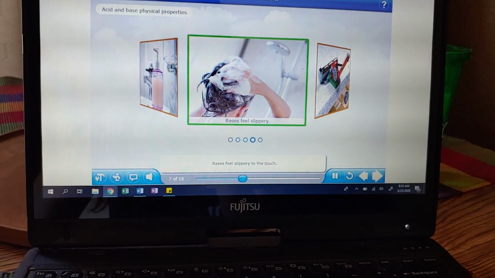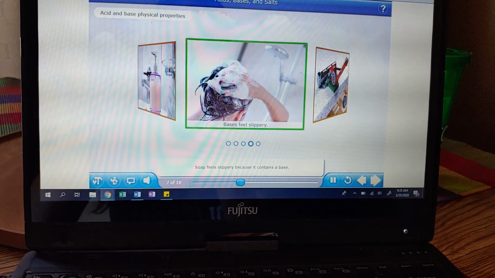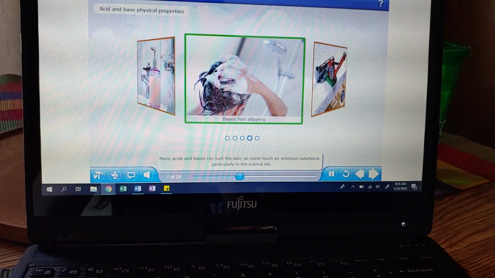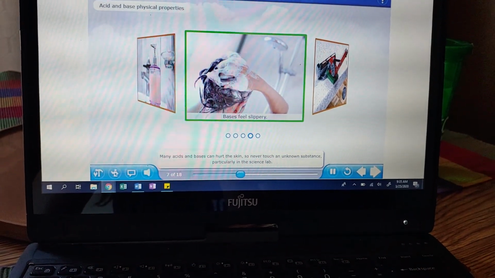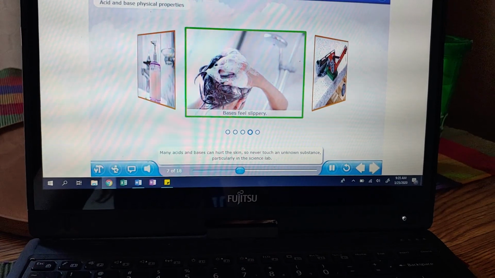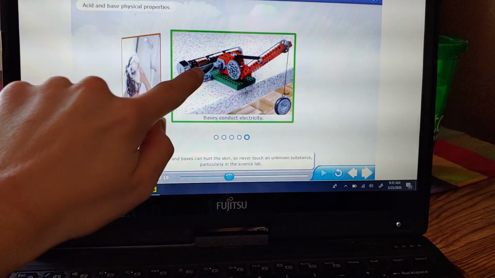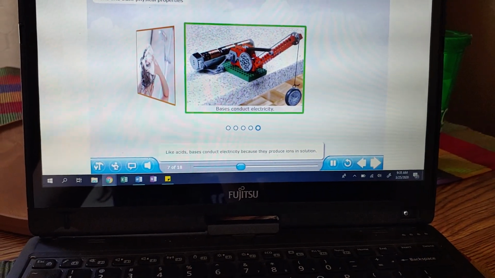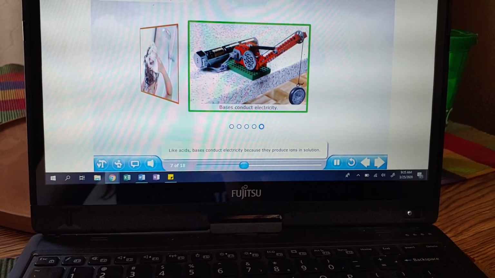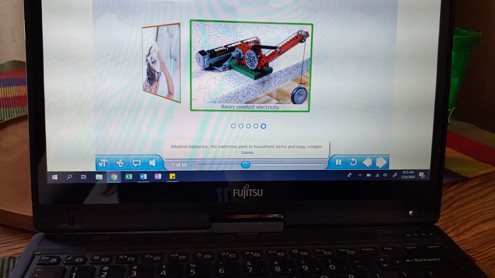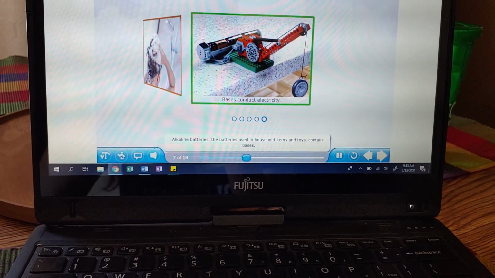Bases feel slippery to the touch. Soap feels slippery because it contains a base. Many acids and bases can hurt the skin, so never touch an unknown substance, particularly in the science lab. Like acids, bases conduct electricity because they produce ions in solution. Alkaline batteries, the batteries used in household items and toys, contain bases.